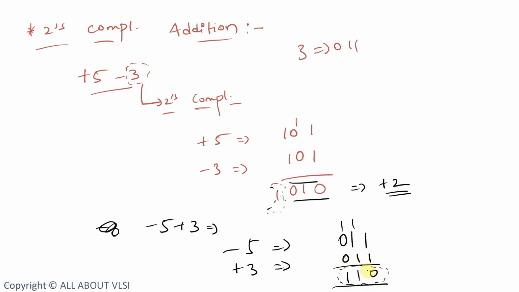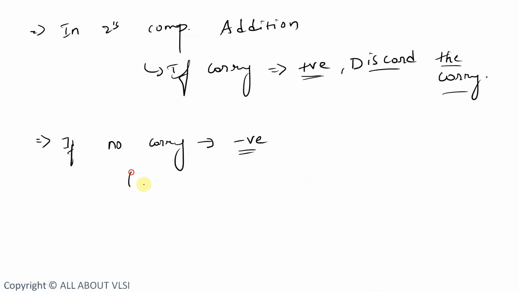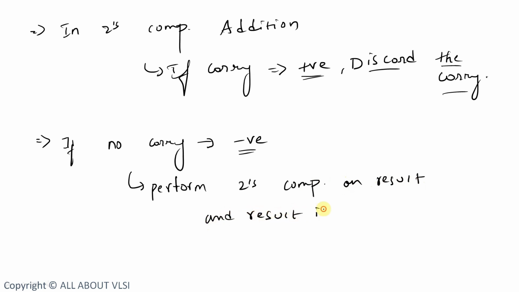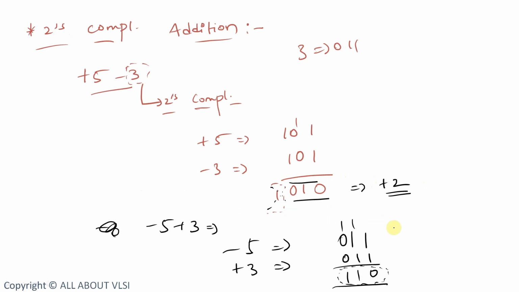So we are going to perform 2's complement on the resultant, and the number is negative, so the result is negative. What is the result we are getting? 0 1 0, that is nothing but minus 2. The answer is minus 2.